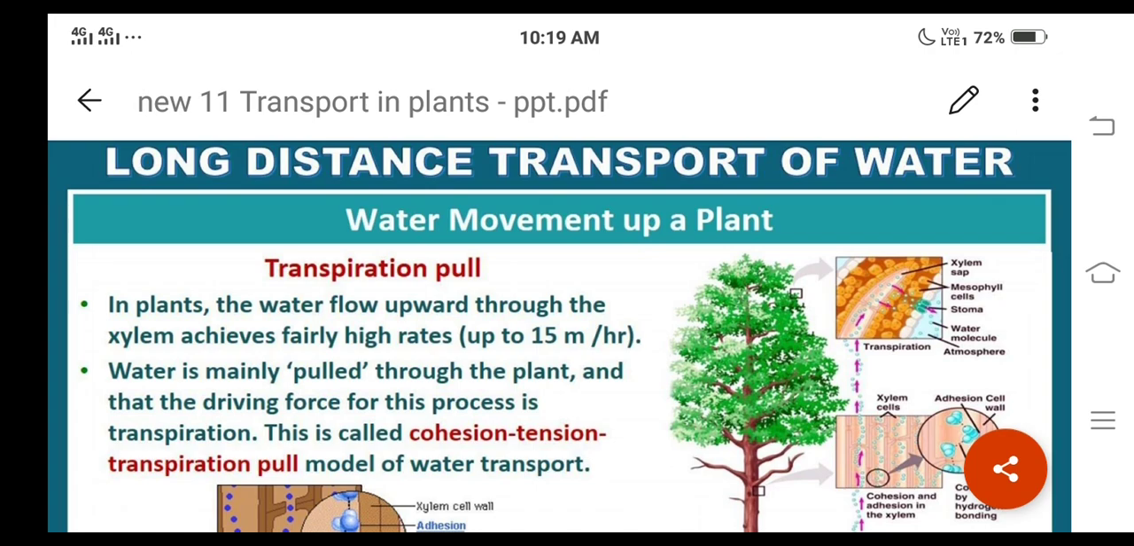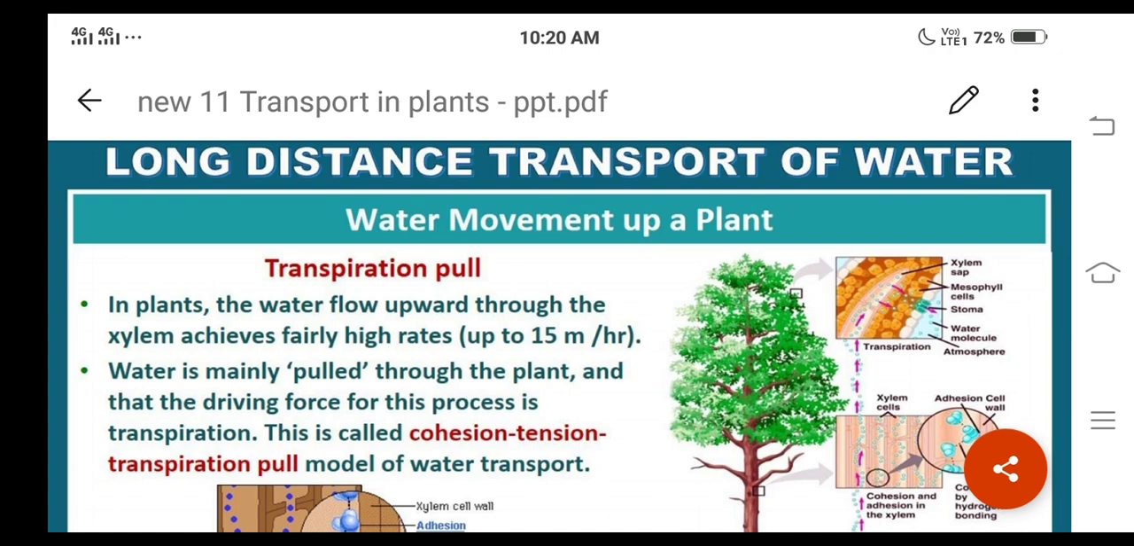Remember, in plants the water flow upward through the xylem only. It achieves fairly high rates. It means water can move up to 15 meters per hour. Now the question comes, whether the water is pushed in the plant body or pulled through the plant.